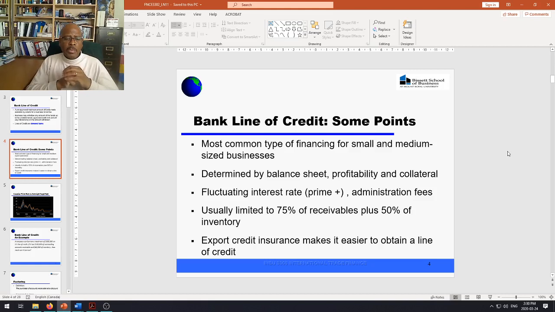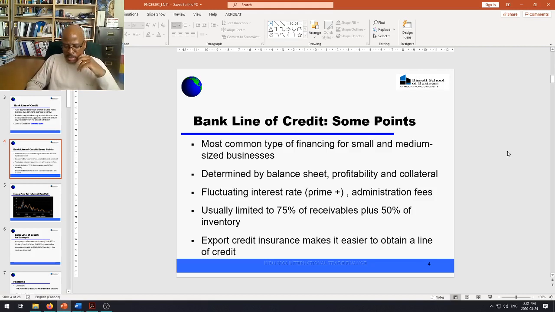If you have export insurance, meaning your accounts receivables are essentially insured by, say, Export Development Canada, then that certainly makes it a lot easier for you to get the line of credit. Now, in terms of the interest you pay, we said you pay a floating rate, which is prime plus. The question is then, what is the prime rate?